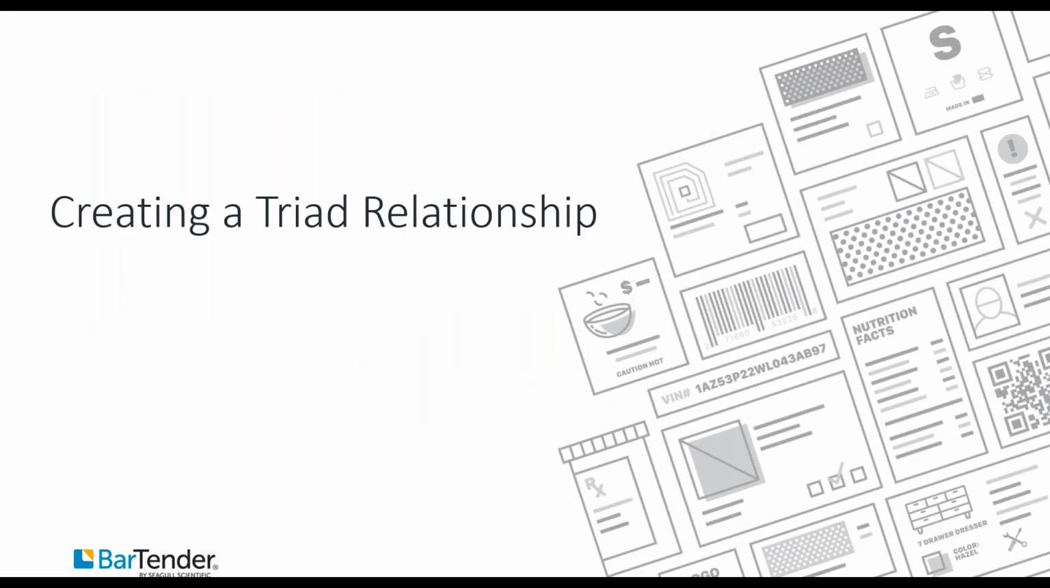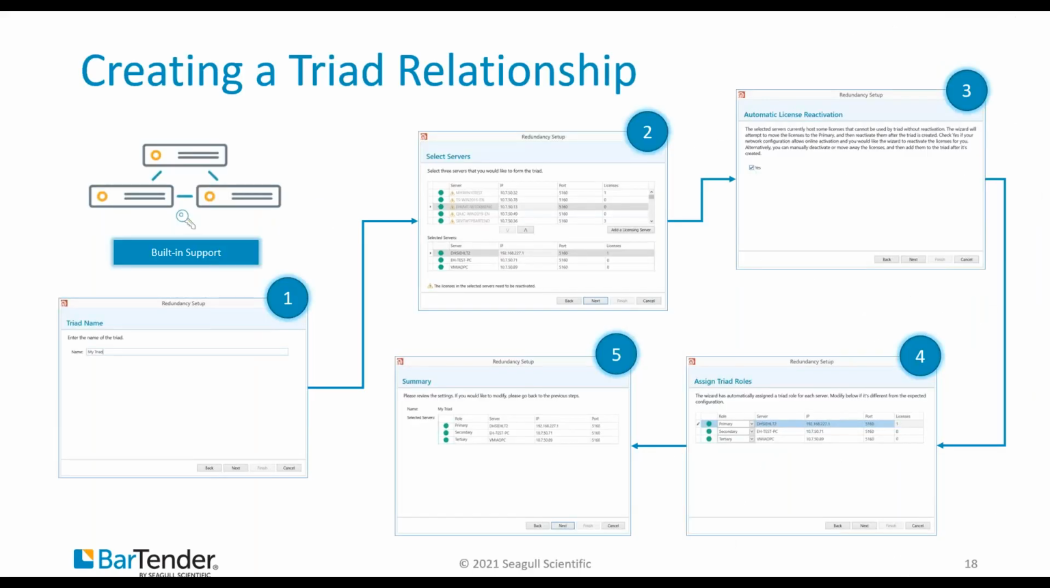Okay, so we've selected which redundancy option that we want. We want to create a Triad relationship. Well, what are the steps there? So when creating a Triad relationship, we need to identify it with a name. That's screenshot number one. Be sure to use something unique yet self-descriptive so that the Triad can be properly identified later. Next, you choose the 3 license servers that are to be added to the Triad.